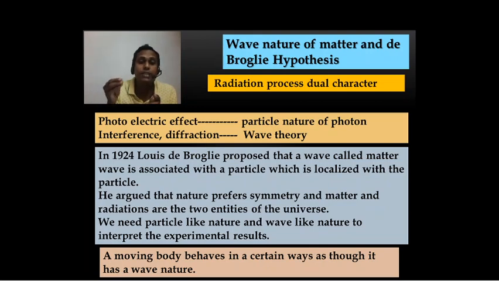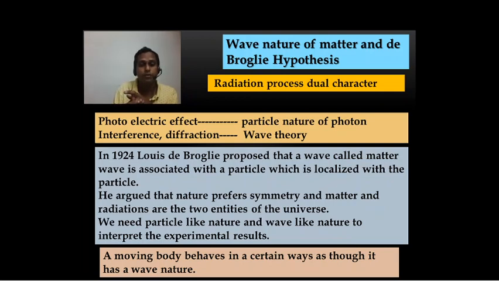That matter wave is associated with the particle, which is localized with the particle. There is a wave. Actually, the wave is spread in space and the particle is localized in space. Louis de Broglie proposes that there is a wave associated with a moving particle. In simple words, we can say Louis de Broglie proposes that there is a wave associated with a moving particle.